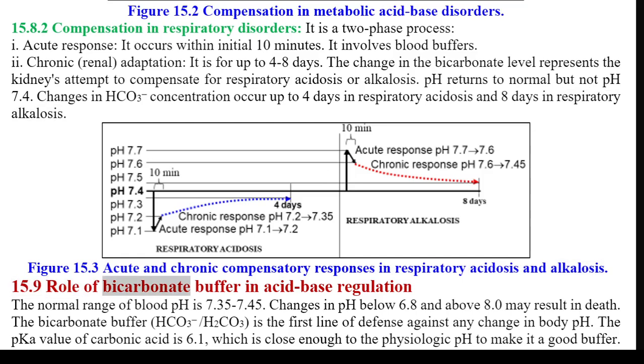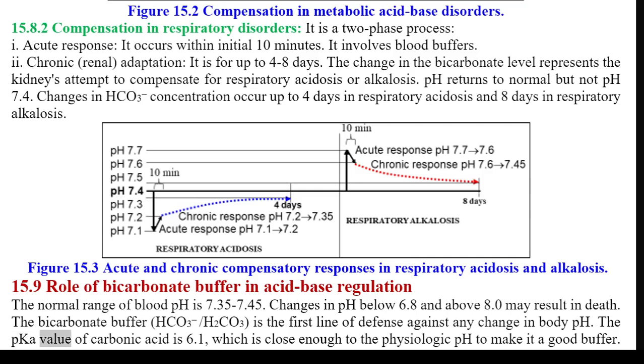15.9 Role of bicarbonate buffer in acid-base regulation. The normal range of blood pH is 7.35 to 7.45. Changes in pH below 6.8 and above 8.0 may result in death. The bicarbonate buffer, HCO3/H2CO3, is the first line of defense against any change in body pH.